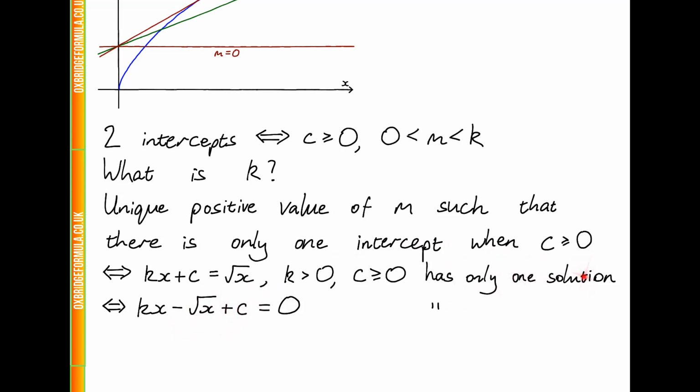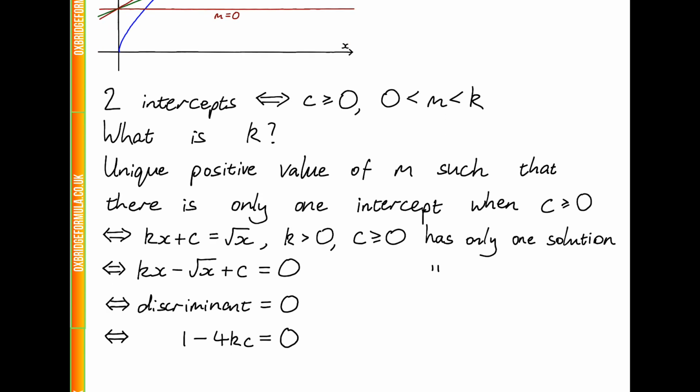And since it only has one solution, what do we know about a quadratic equation that only has one solution? Well, it means that the discriminant must be equal to 0, because if this only has one solution for x, it must only have one solution for the square root of x. So if the discriminant equals 0, what does that mean? Well, the discriminant here is minus 1 squared, which is 1, minus 4 times k times c. So that needs to equal 0. So if this equals 0, then this equation will only have one solution.